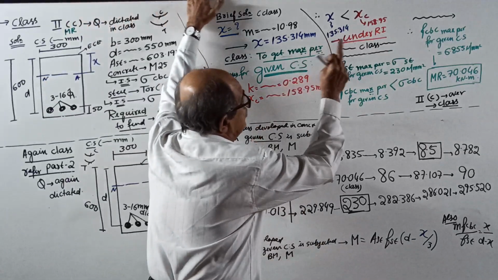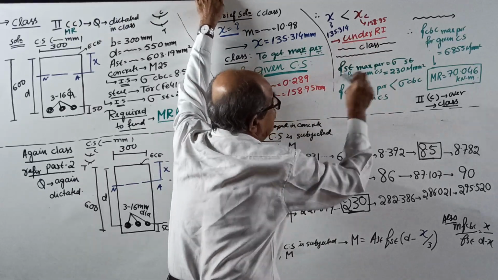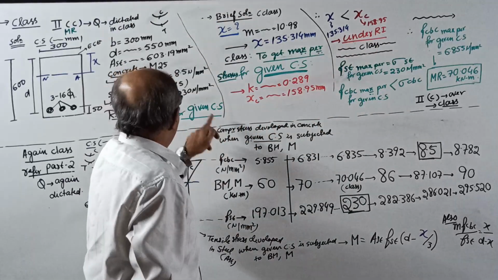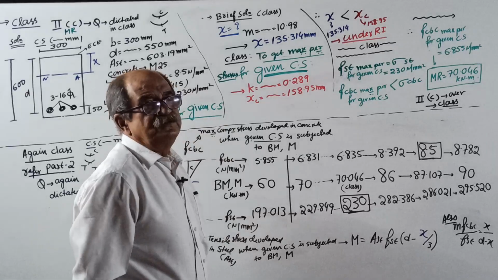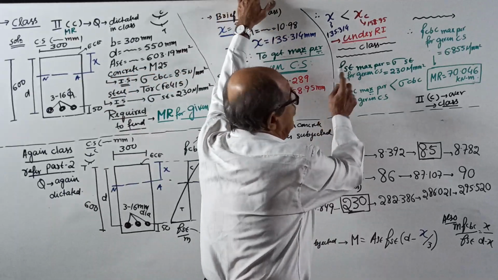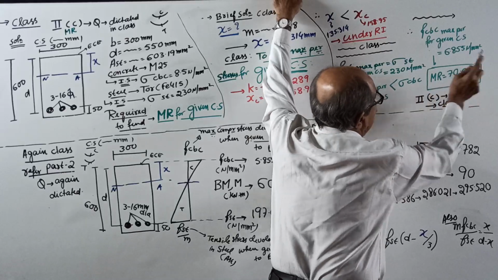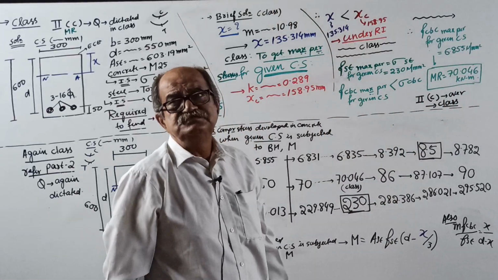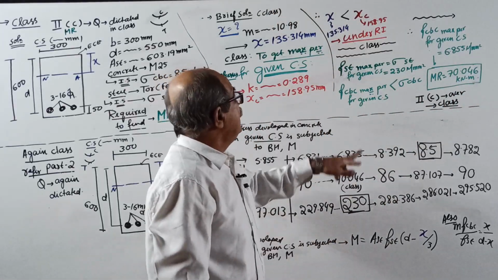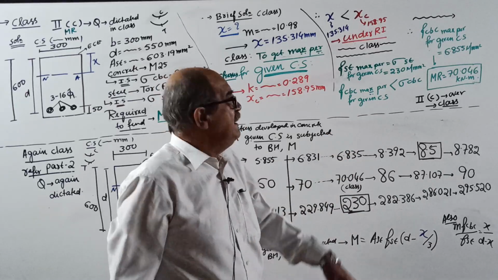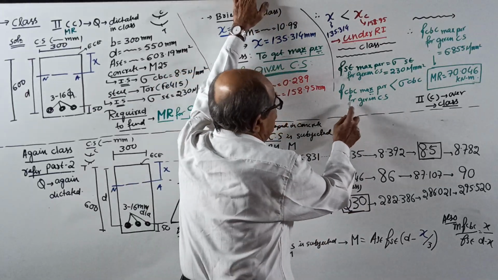But at that time, stress in concrete will be less than sigma CBC. It won't reach 8.5. Therefore, you can find MR by the tension equation. Find MR, you get 70.046 kilonewton meter. Or if you want to find MR based on compression, find the maximum permissible FCBC.